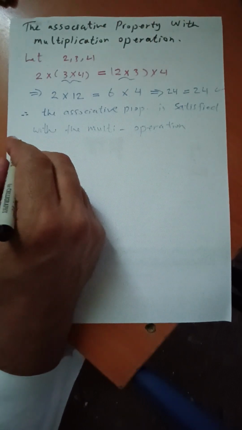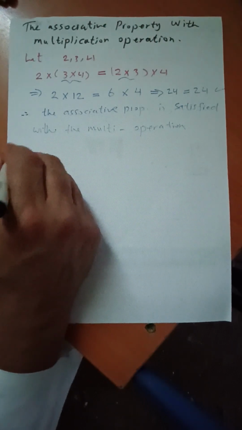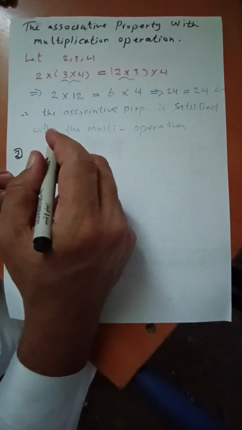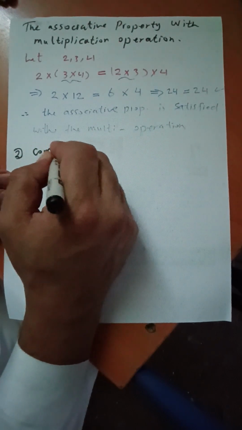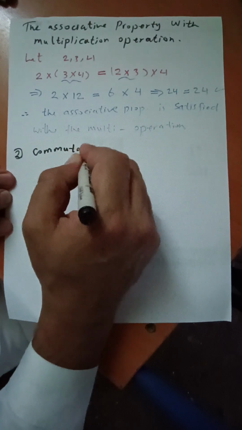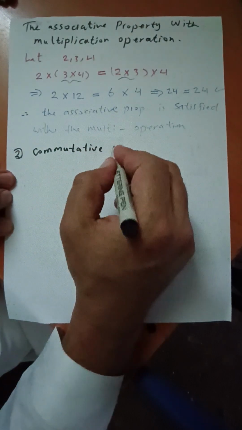Now the second property. The second property is called the commutative property.